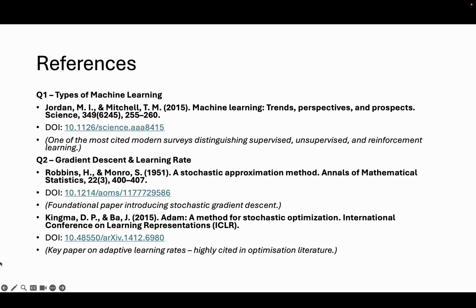Here we have a list of references of the most famous articles in this sphere. In terms of the types of machine learning, you have a reference here which is a link, but also if you type that in Google, it will show up because that's a unique reference. For gradient descent and learning rate, here we have one of the leading papers. And for adaptive learning, here's a link to the Adam paper that's on arXiv, so it's open source, publicly available.